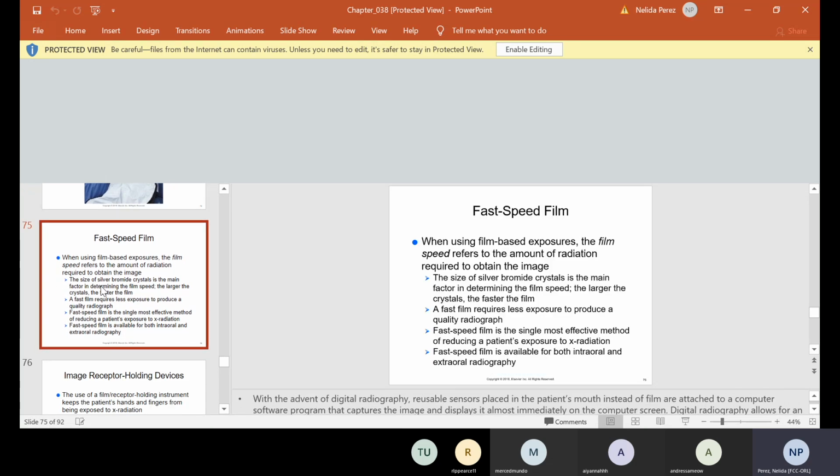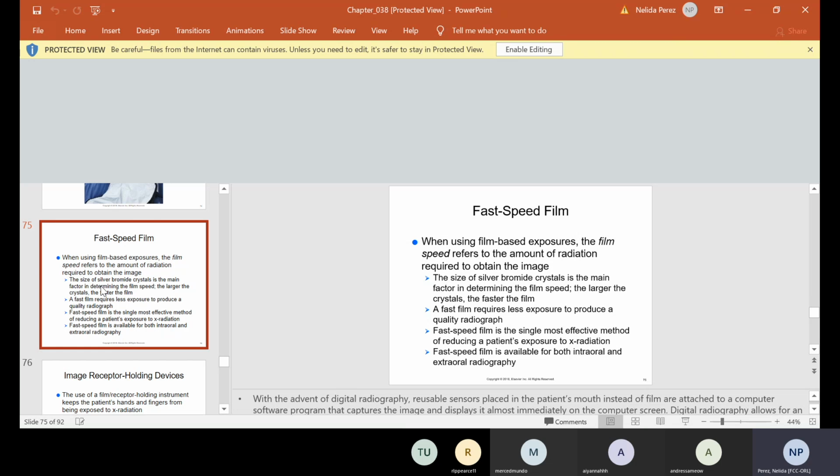Now, I also mentioned to you about different speeds. So we're going to talk about fast speed film. When using film-based exposure, the film speed refers to the amount of radiation required to obtain the image. The size of the silver bromide crystal is the main factor in determining the film speed. Remember that because I believe there is a question on your exam that asks you that.